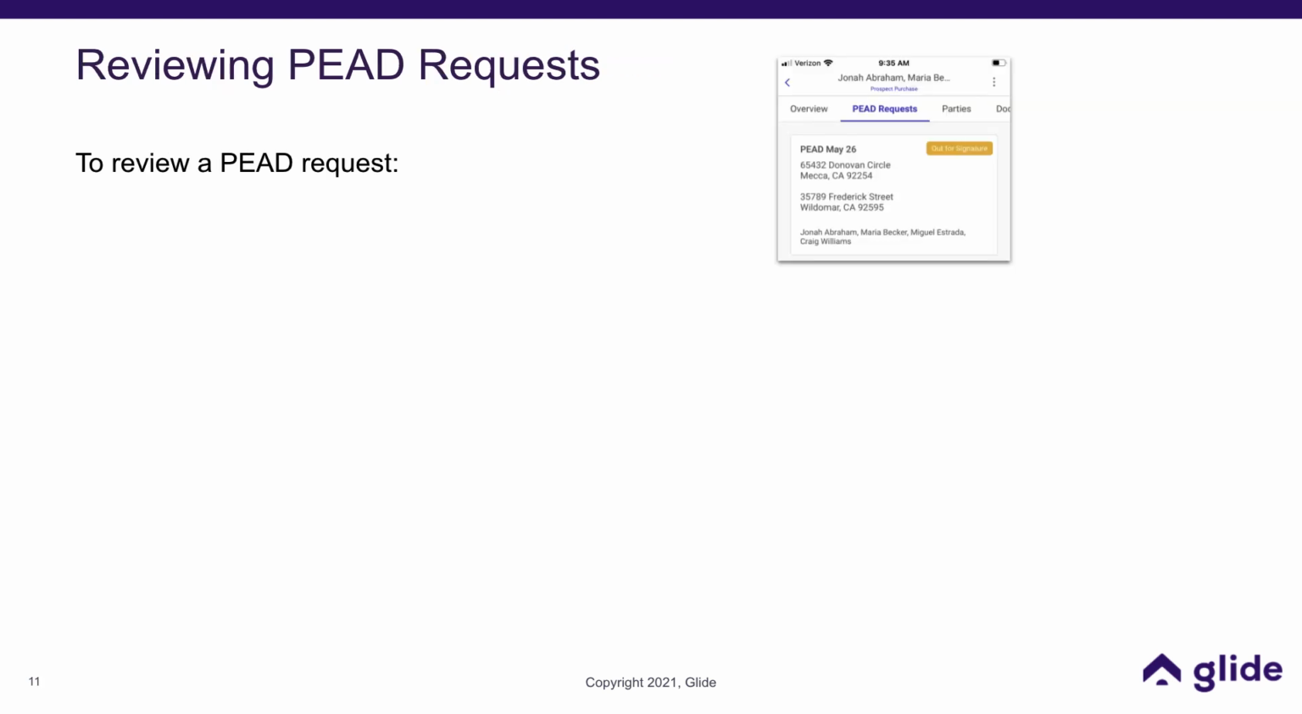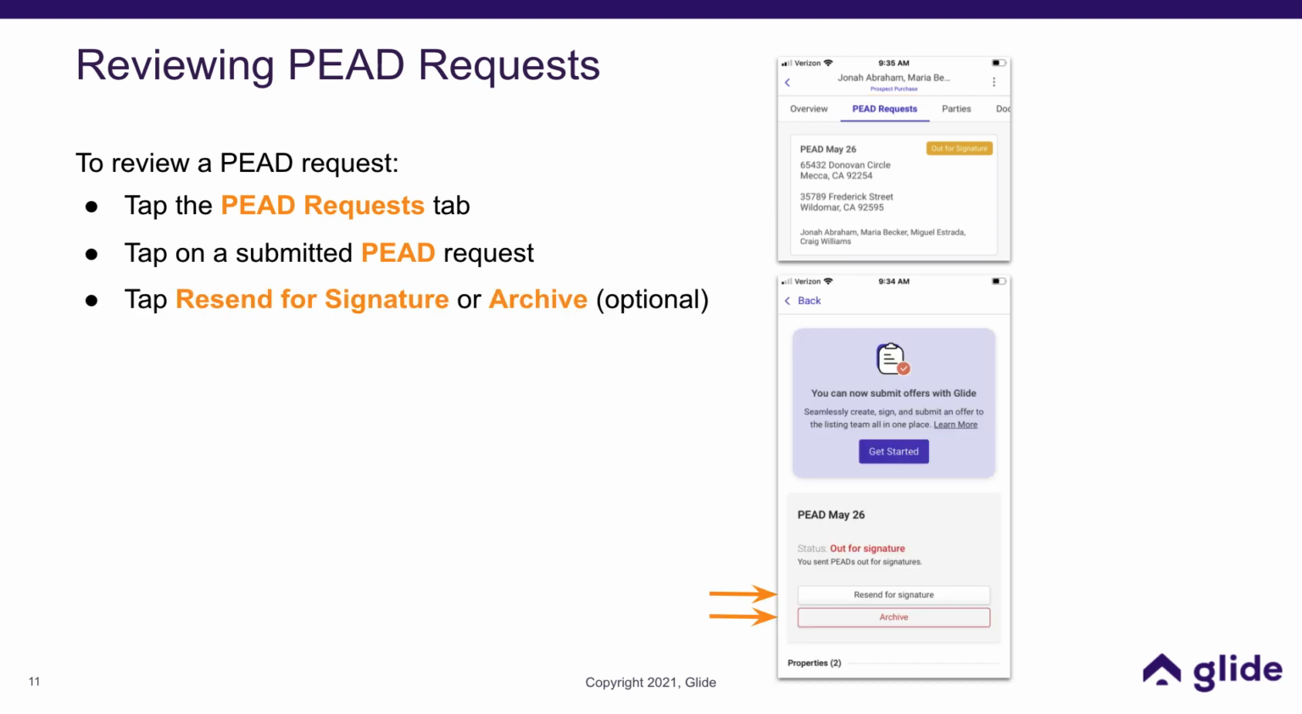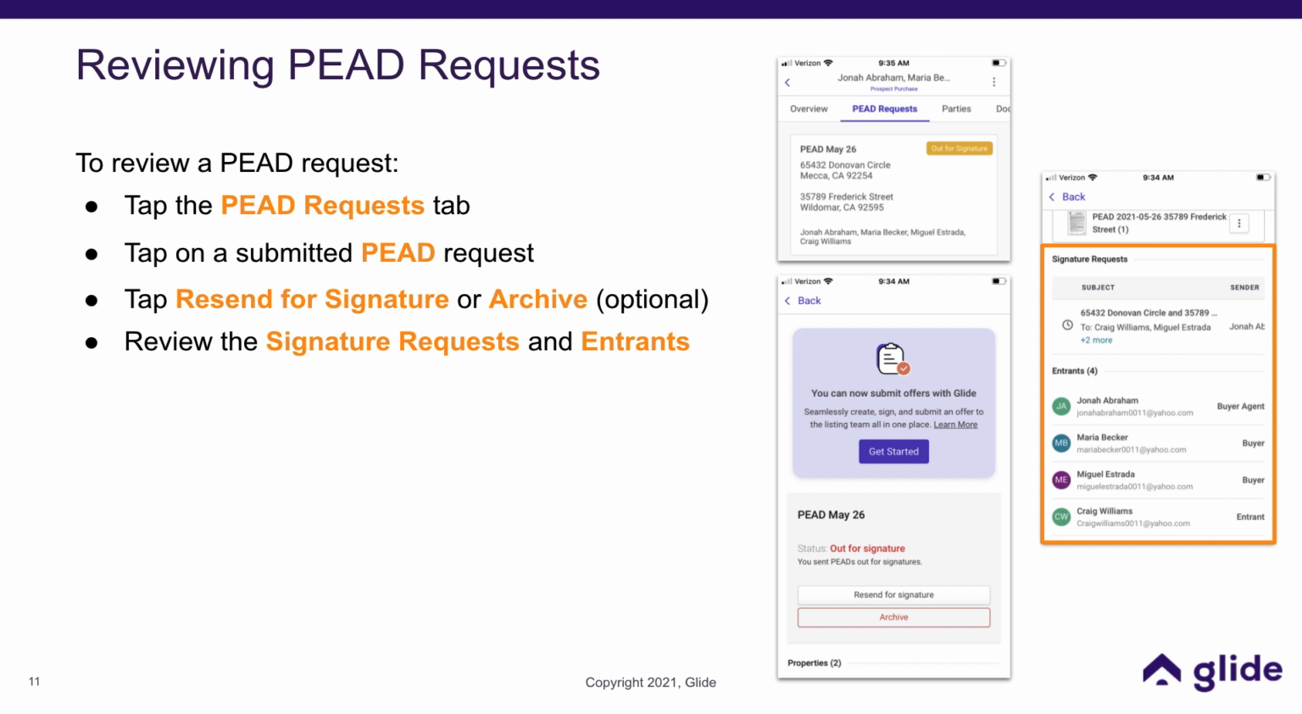The PED request will be sent off to your selected recipients. To review a PED request after it has already been sent, first tap on the PED Request tab within the Buyer Prospect section. Then tap on a submitted PED request. From this page, you can tap Resend for Signature to resend the request to select recipients, or tap Archive to remove this PED request. If you scroll down on the screen, you can review the signature request details as well as all entrants that were added to the form.